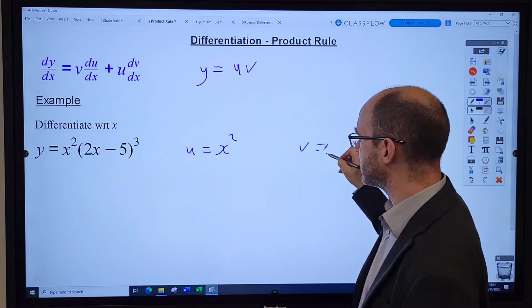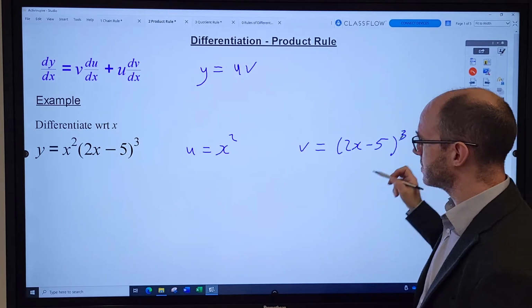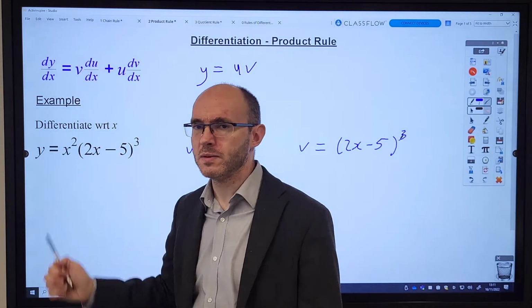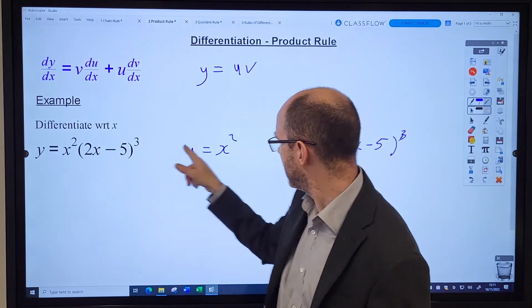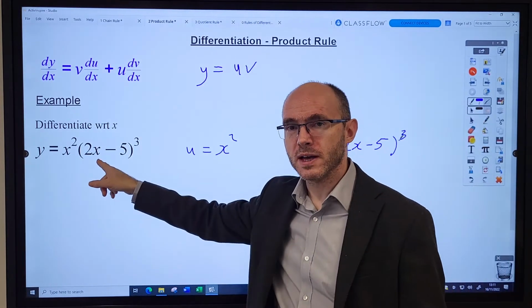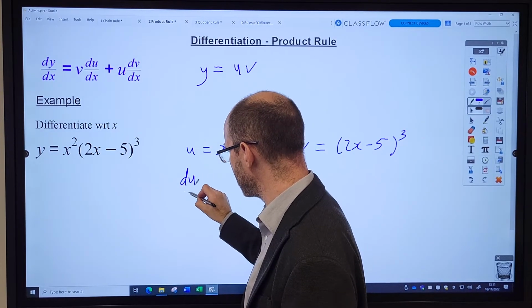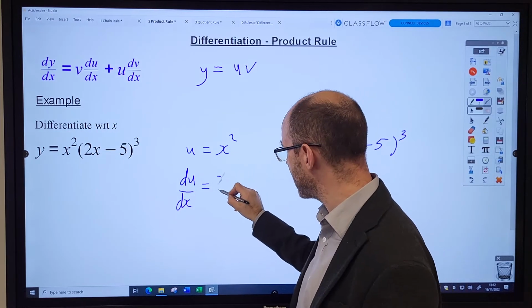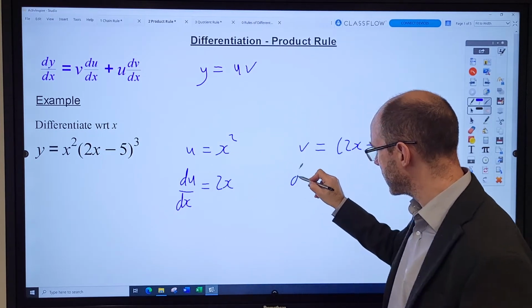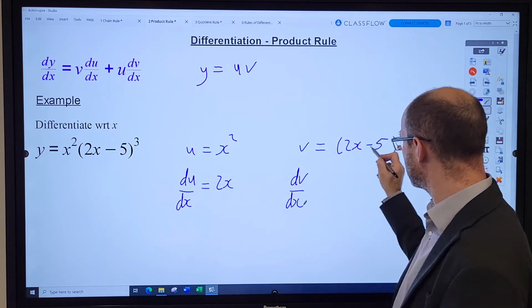And v is the second term. Okay, it doesn't matter which order you do it. So you can choose either one of these to be u or v, but I just do it in the order in which they come. Okay, so u is that, and v is this. Okay, as with the chain rule, when we've got u equals something, we can differentiate that. So du dx, differentiate that with respect to x, is 2x. Here we're going to differentiate this, so it's going to be dv dx this time, because it's v in terms of x. So differentiate that.